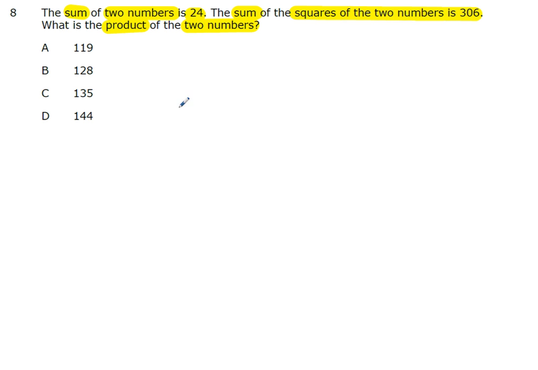All right, so this one's one of those classic number problems that's just pure numbers messing with numbers. We have two unknowns here. So I'm going to let x and y be my unknowns. That's going to be the two numbers. All right, so the sum of the two numbers is 24. So if I add the two numbers together, I get 24. Okay, the sum of the squares of the two numbers is 306. So if I square the two numbers and add them together, I get 306.